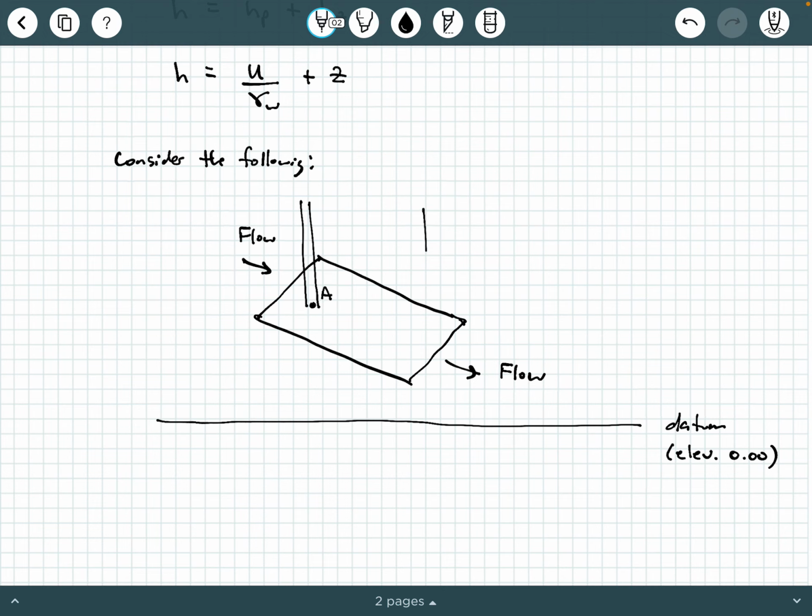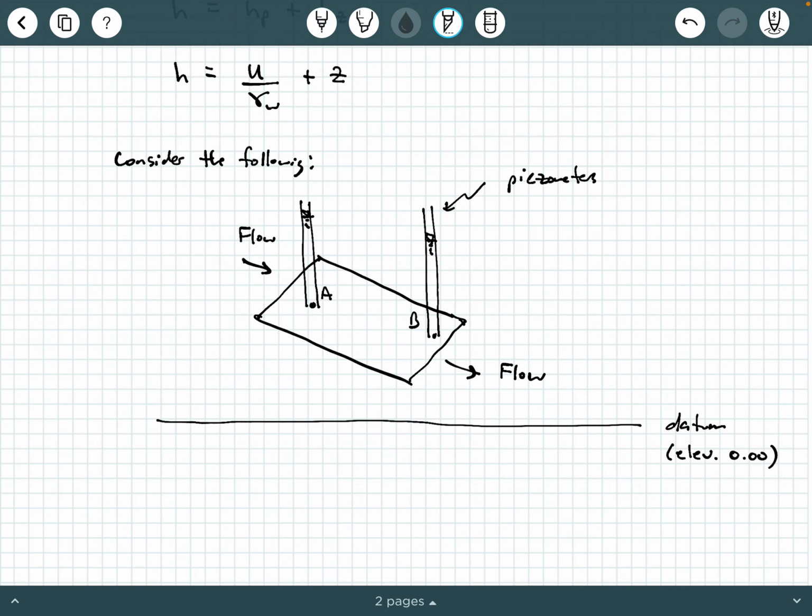And let's say we insert another piezometer down here, maybe on the downstream side at point B. Now when we insert these piezometers, we'll make sure we label these. These are piezometers. When we insert these piezometers, the water level will tend to rise in these piezometers, and it'll rise to different levels. Okay, so notice that these water levels are not the same.